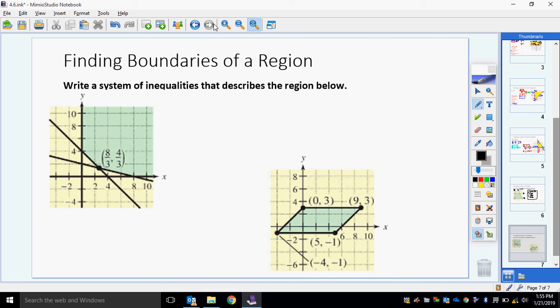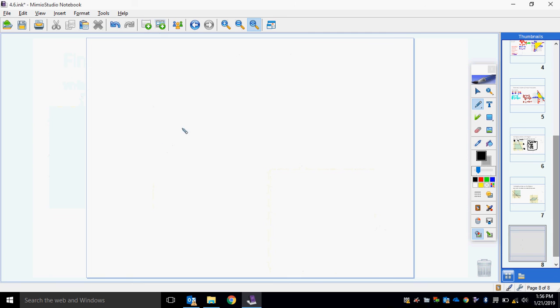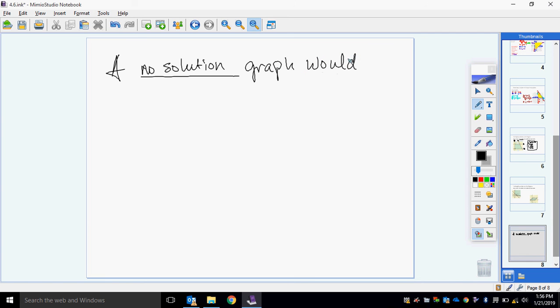I'm going to go ahead and skip that for now. But what I do need to talk about, because it may be on your web assign, is a no solution graph. A no solution graph for a system of linear inequalities would obviously have no shared shaded region or no intersecting shaded area.